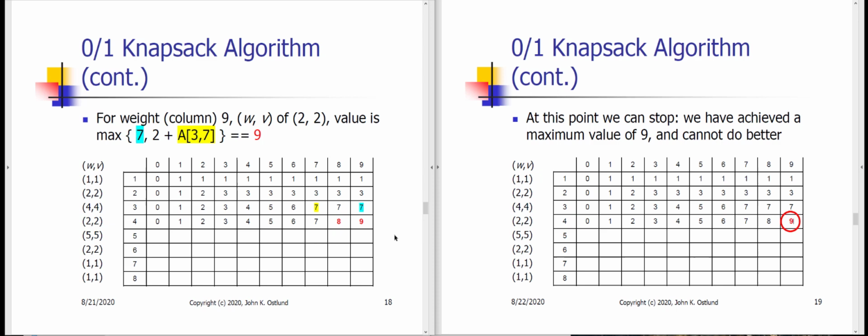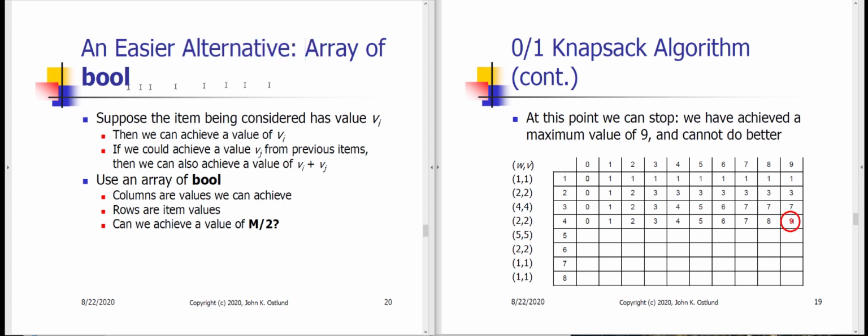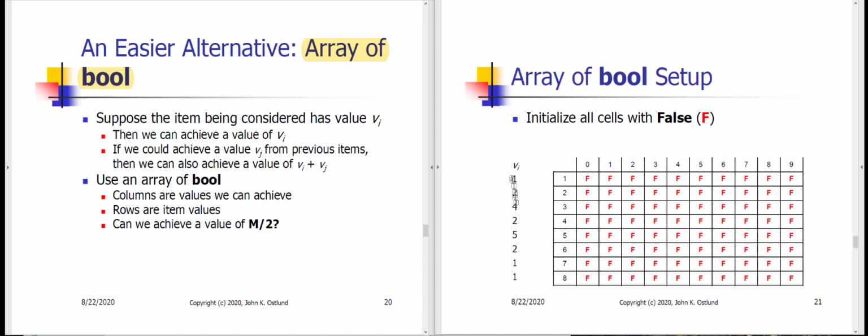All right, well, that's a lot of arithmetic machinery to be lugging around. It turns out that we can do this more simply by using an array of bools rather than an array of integer values. So let's see how this goes. Suppose the item that we're considering has some value, v sub i. Then clearly we can achieve that value. So in our Boolean array, we're going to have the item values as rows and the achievable values as columns. And so if for item sub i we can achieve a value of v sub i, we'll just fill in the slot in the array with true, okay?